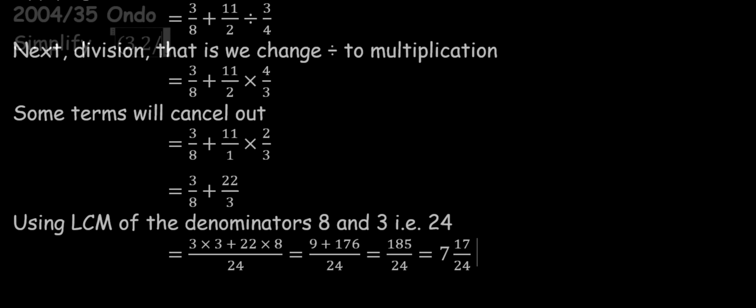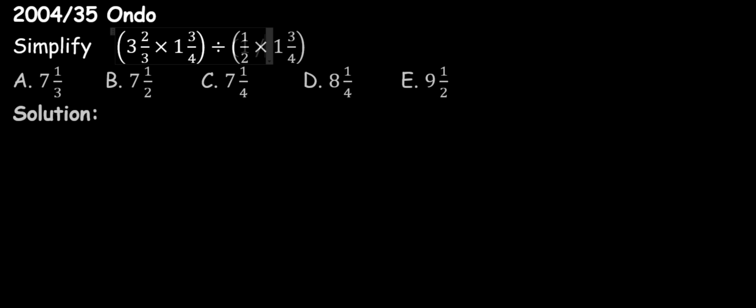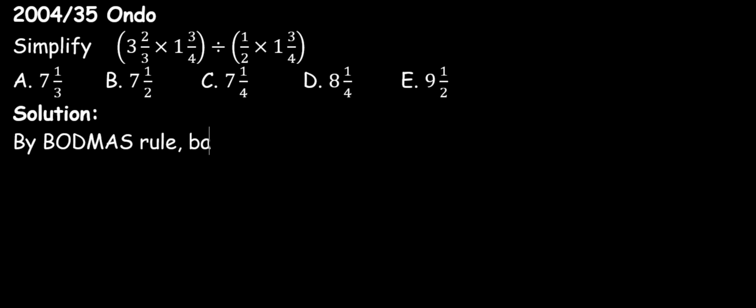Another example. Simplify, bracket open, 3 whole number 2 over 3 times 1 whole number 3 over 4, bracket close, divided by, bracket open, 1 over 2 times 1 whole number 3 over 4, bracket close. The options are given. Solution. By BODMAS rule, bracket first. So we solve each of the brackets differently.